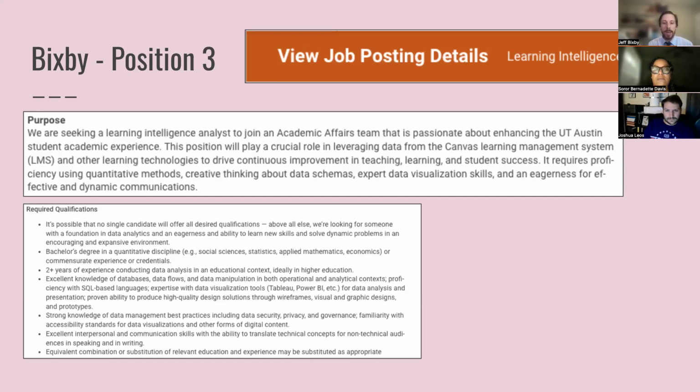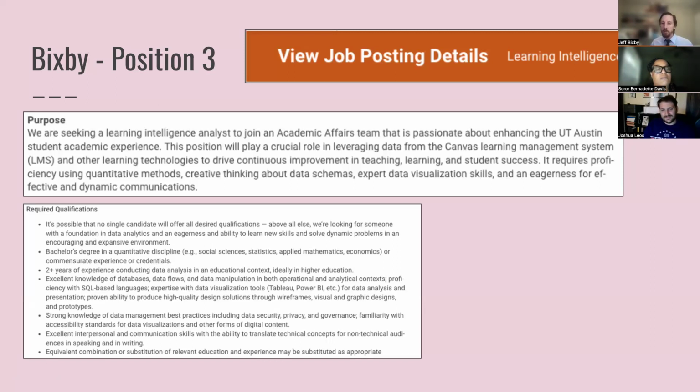Gaps, I would say, the references to SQL based languages, right? So this is, again, like I said, a very data driven position. I don't think I have the level of data analysis experience that this position may be looking for, but I think what honestly drew my attention is this very first bullet. It's possible that no single candidate will offer all desired qualifications. I don't know if I've ever seen that before at a job posting.